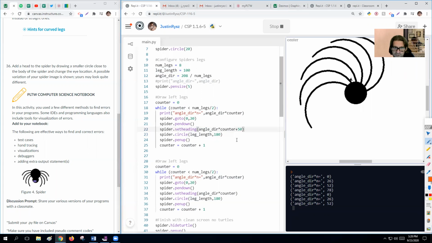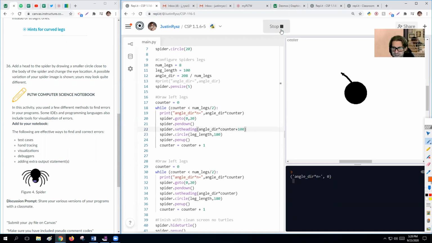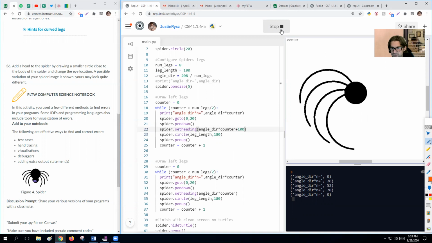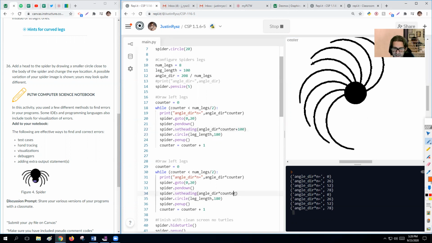Okay, but we want them to go the other way. So let's add some numbers to these here. This 50 here, we wanted it more. How about 100, straight up 100 more degrees. Okay, here we go. Now we're looking like a spider on the left side. That is a really creepy spider. Okay, but on the other side, it's going the other way. So maybe we can go to this counter, and actually we have these back, this should be the right legs. Maybe if we make the counter minus, we'll do like minus 100.